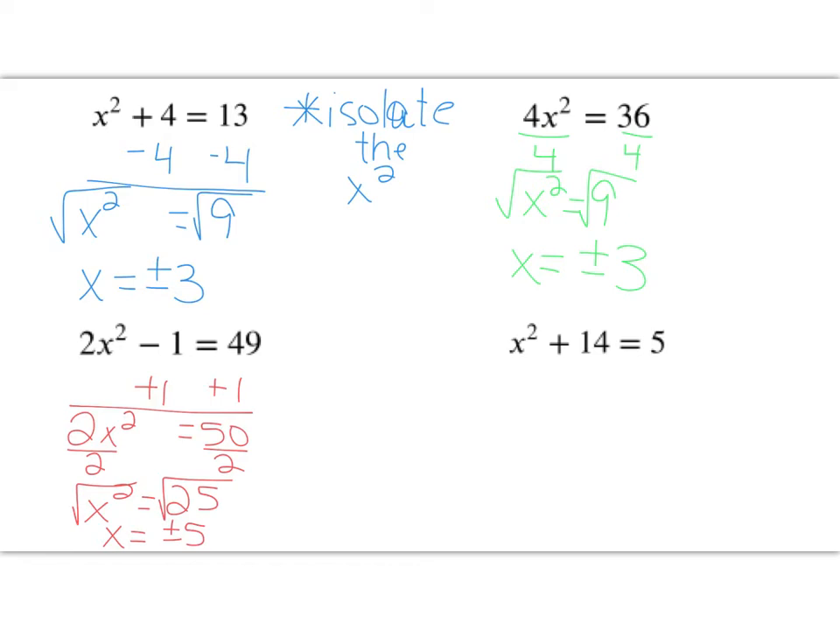Okay, look at the next one. x squared plus 14 equals 5. Tell me what I'm going to do first. I subtract 14 from both sides. 5 minus 14 is negative 9, and I get x squared equals negative 9. What number times itself equals negative 9? No number, right? The square root of a negative number does not exist in the real numbers on the number line. So since this cannot happen, we would say that this has no solution.